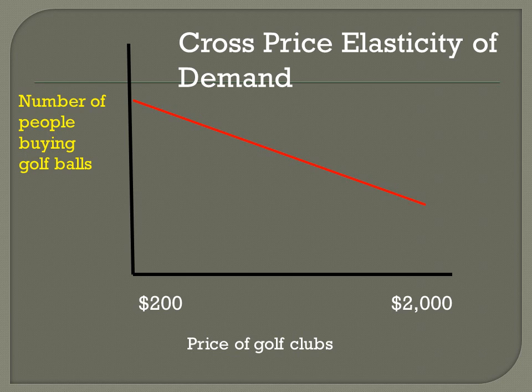So we use the same formulas as before. Let's imagine the price of clubs increases by 10% and the demand for golf balls decreases by 5%. What's the cross-price elasticity of demand? Demand is down 5, or a negative 5, while the price is up 10, for a cross-price elasticity of negative 0.5. Again, the negative number shows me that these products are complementary to one another.